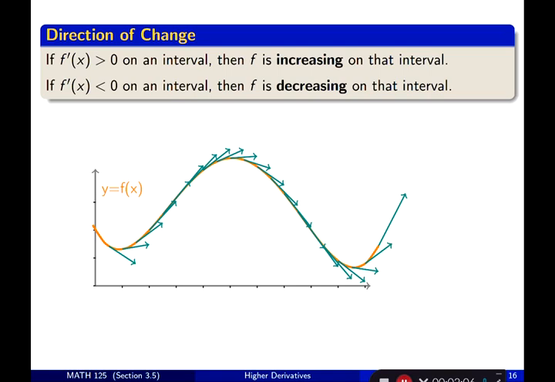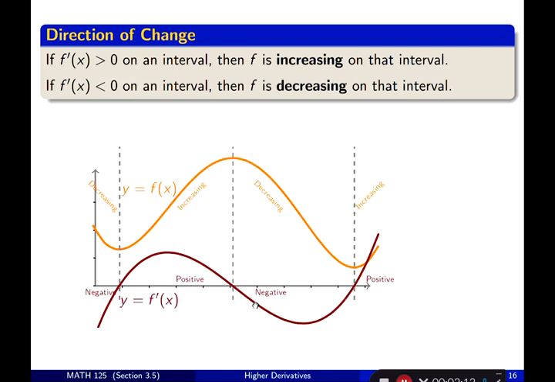And that goes with the increasing, decreasing. When f prime is positive, it's increasing. F prime negative is decreasing.